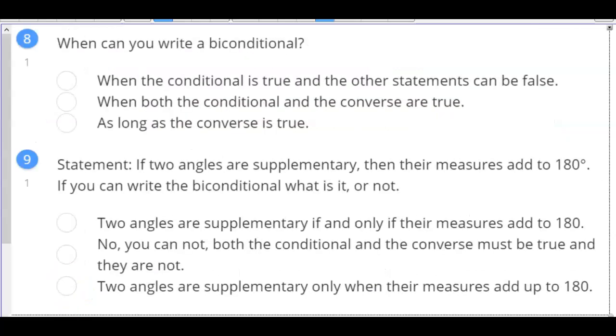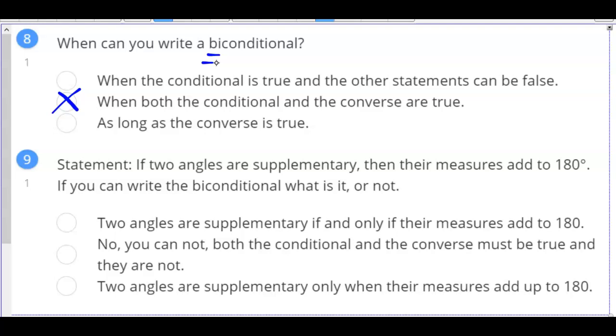All right, when can you write a biconditional? When the conditional is true and the other statements can be false? No, it's got to go both ways. The conditional and its converse are true. So it doesn't matter which statement goes first. So that's a biconditional. Bicycle, right? 2 wheels, 2 ways of going through here.